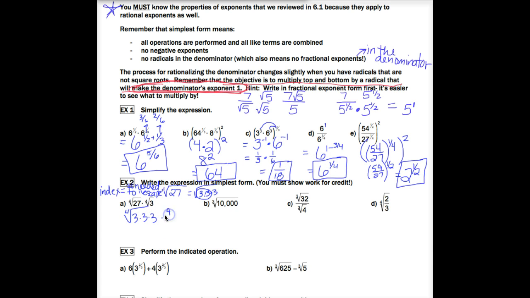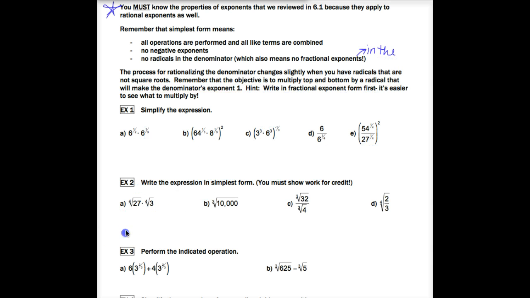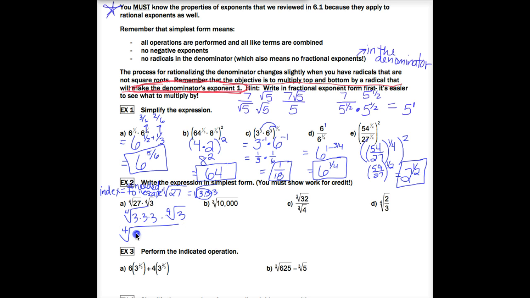This is the fourth root of 3. So since they're both the same root, really that means the fourth root of 3 to the 4th power. Since it's a fourth root, I need 4 of them to escape. I have 4 of them, which means 3 gets to come to the outside. So 3 is my answer.